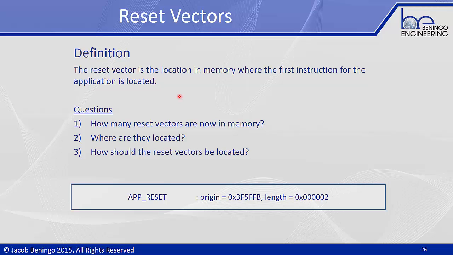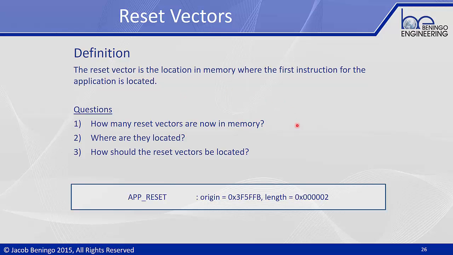The reset vector, which I've been alluding to on the previous slide, it may be that you're not very familiar with what that actually means. So the reset vector is basically just a location in memory where the first instruction for the application is located. So what happens is the microprocessor starts up and it loads the address that's stored at the reset vector, and then it starts executing instructions from that address.